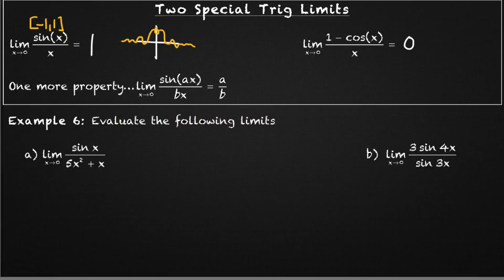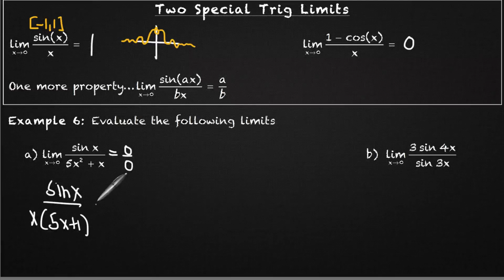So let's see how this works on a couple of sample problems here. Letter A, if we plug in 0 into the top and bottom, we're going to get 0 over 0. So we know that that is going to be an indeterminate form, so we have to find a different way of evaluating this limit. So that's going to give us sine of x. And if we factor the bottom, we can take out an x. Now with practice, your eyes will recognize that this is what you can do. And then what you can do is break this up into two fractions that are multiplied to each other.